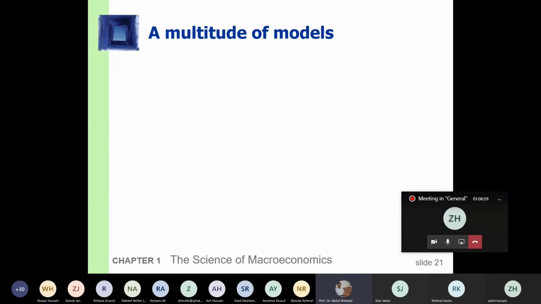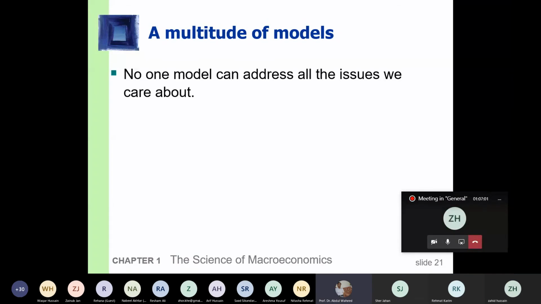discuss more about the model. You see, no one model can address all the issues. So we make a model, but we know that we cannot address all issues. When we are making a model, we say that holding all other factors constant, we are just addressing the price and quantity, and then there are exogenous variables.